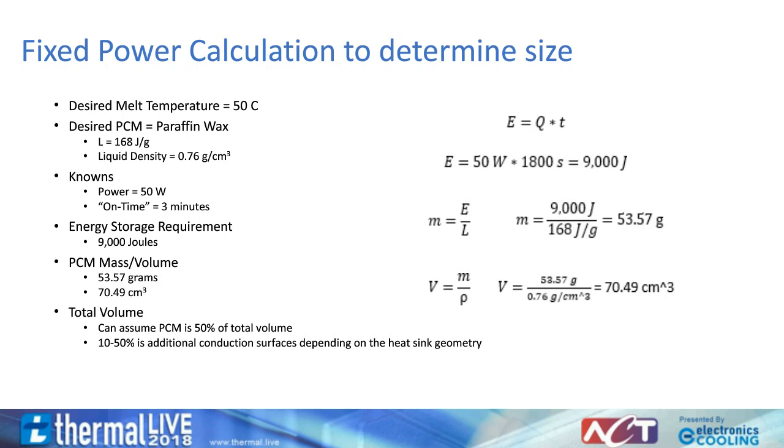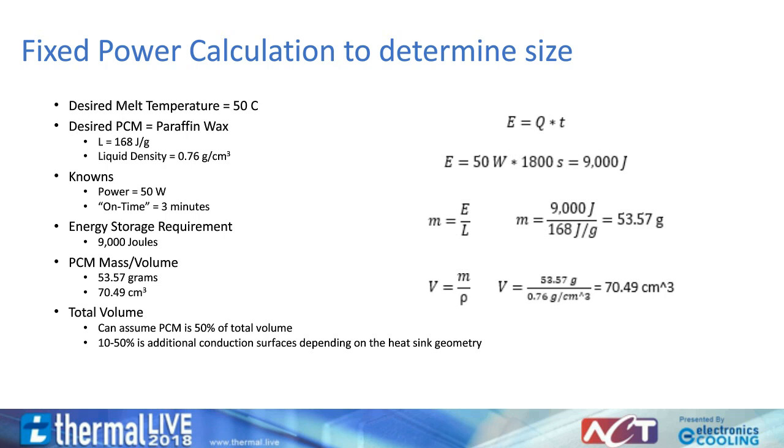Since energy is equal to power times time, the total amount of energy we need to store is 9,000 joules. To determine the mass of the PCM needed, we would take that 9,000 joules and divide it by the latent heat value of 168 joules per gram. That leaves us with 53.57 grams of PCM.